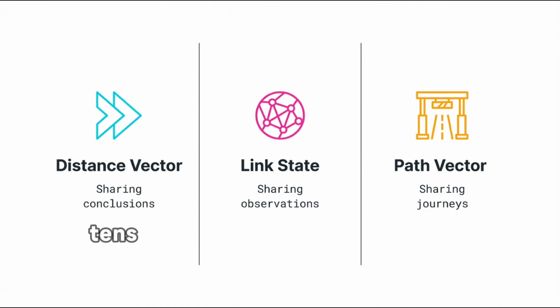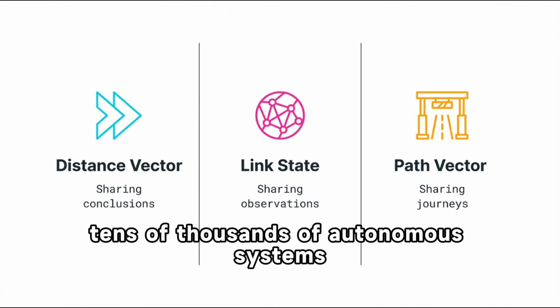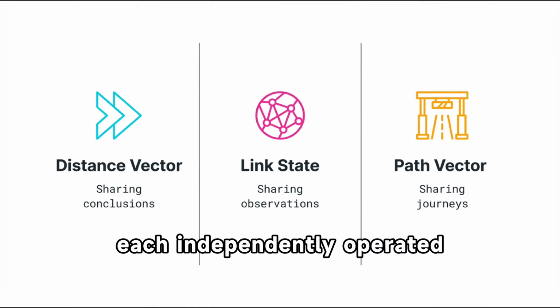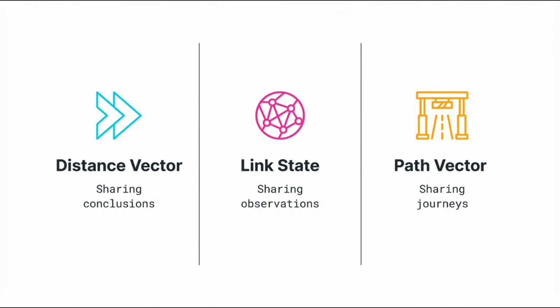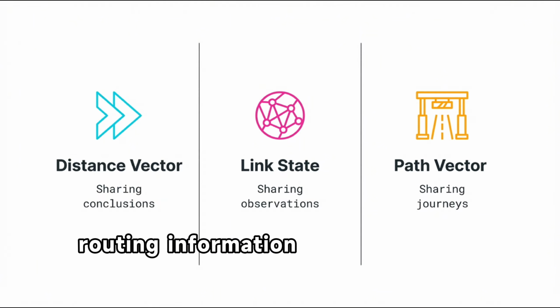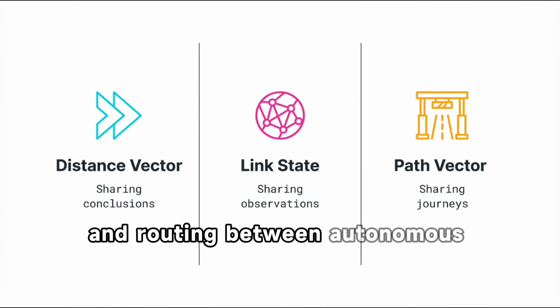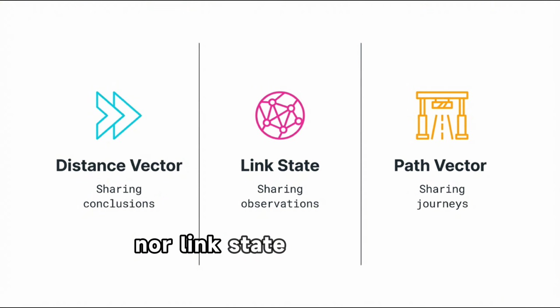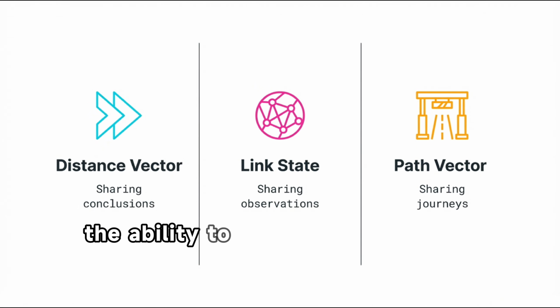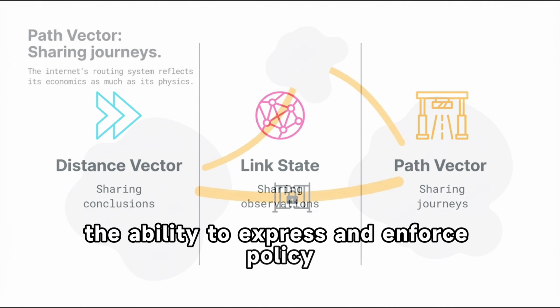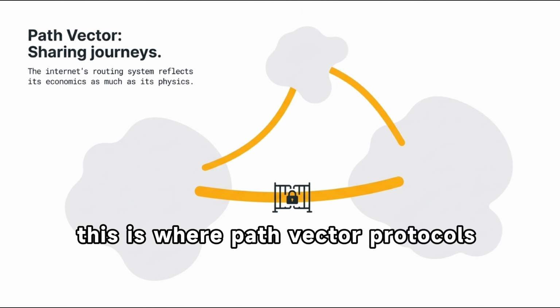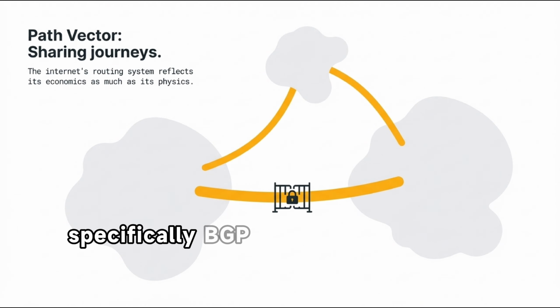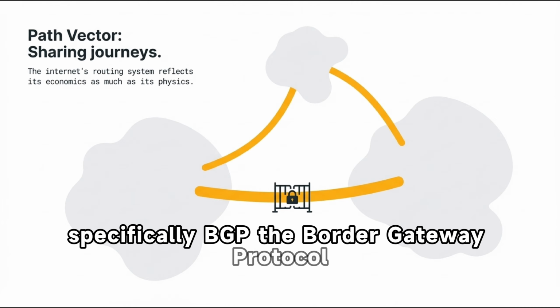It's a collection of tens of thousands of autonomous systems, each independently operated, each with its own internal routing, that need to exchange routing information with each other. And routing between autonomous systems requires something neither distance vector nor link state can provide: the ability to express and enforce policy. This is where path vector protocols come in, specifically BGP, the Border Gateway Protocol.